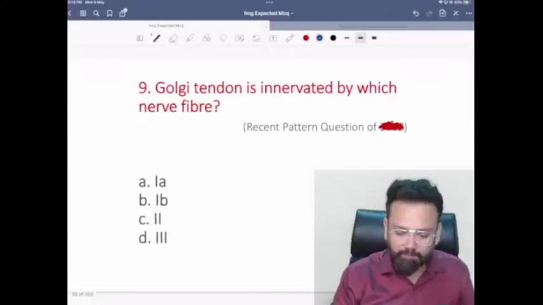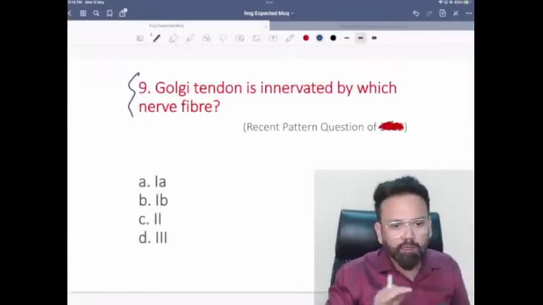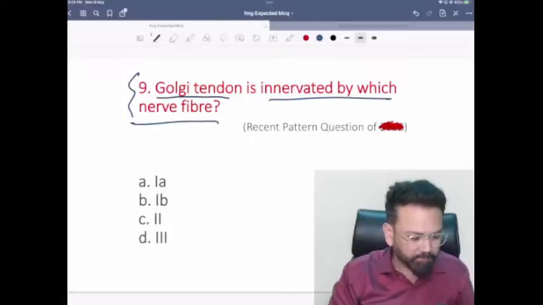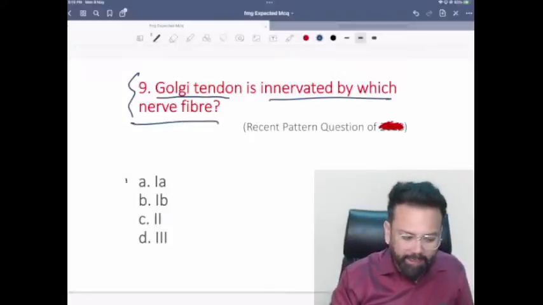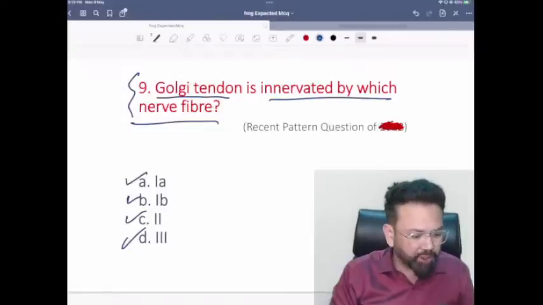Golgi tendon. On this topic, almost 2 or 3 questions are confirmatory in any examination. Golgi tendon organ is innervated by which nerve fiber? 1A, 1B, 2 or 3. Golgi tendon organ is innervated by which nerve fiber? 1A, 1B, 2 or 3. What is the answer? Dr. FMGE B, okay.